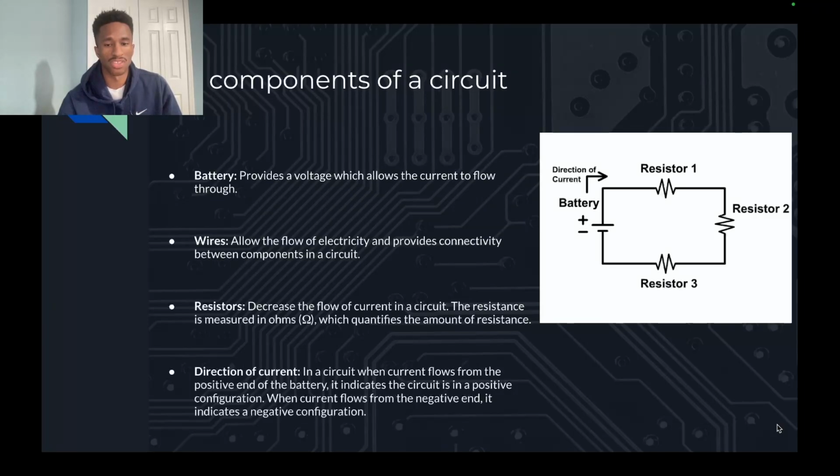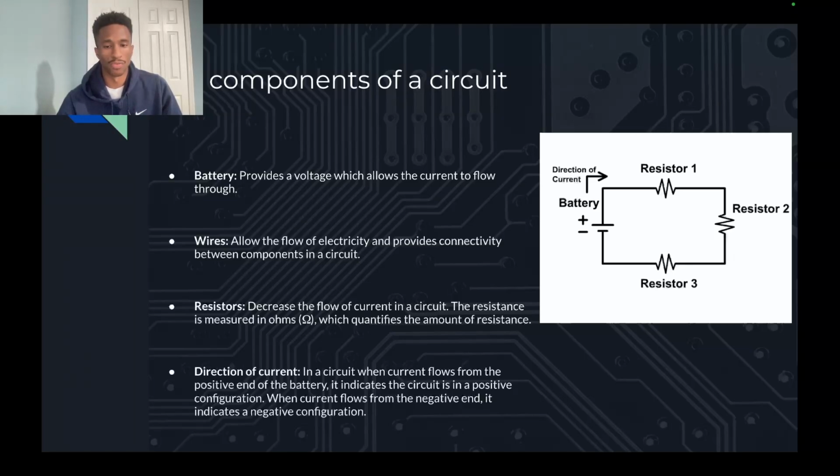The key components of a circuit needed to solve matrices include the battery, the wires, resistors, and the direction of current. The battery provides the voltage necessary for current to flow through the circuit. It is the power source of the circuit, and its positive and negative terminals determine the direction of current. The wires are the conductors that allow the electricity to flow between components. They provide the necessary connections between components in a circuit. Usually, the material and diameter of the wire can affect the circuit's efficiency and resistance.